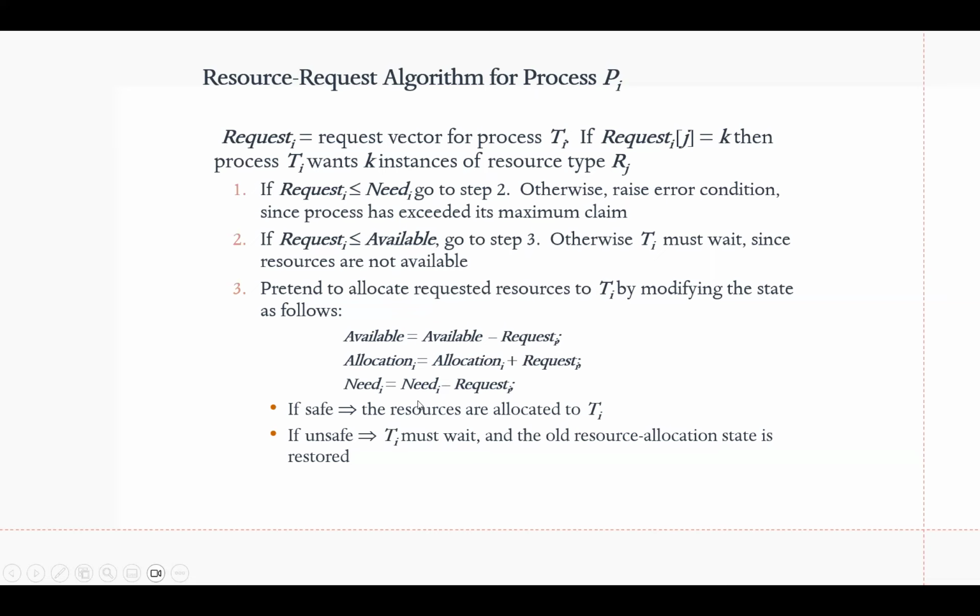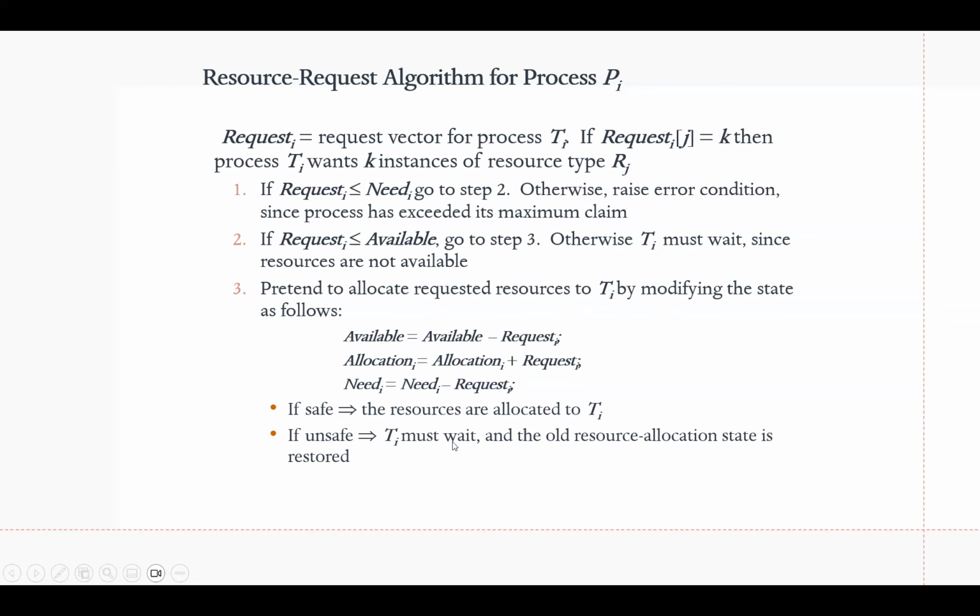after modifying these states, if this particular state leaves the system in a safe state, then the resources are allocated to Ti. So here you can see, if safe, the resources are allocated to the process Ti. If unsafe, Ti must wait, and the old resource allocation state is restored. Old resource allocation state means the state before this particular modification. The state before this modification, what was there, that will be restored here.